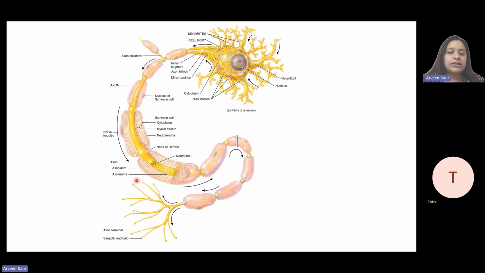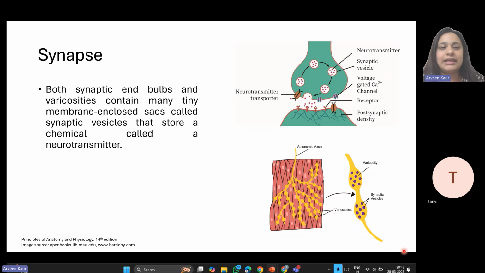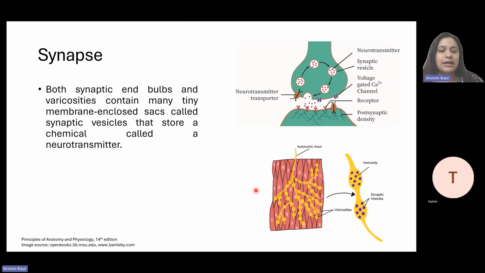These axon terminals might be bulb shaped or they might be like a string of bulb-like structures, which are varicosities. So they might either be bulb shaped themselves, which are known as synaptic end bulbs, or they may be present like varicosities, which is like this. So this bulge and then a connection, another bulge, and connection, another bulge, like that. This is known as varicosities.